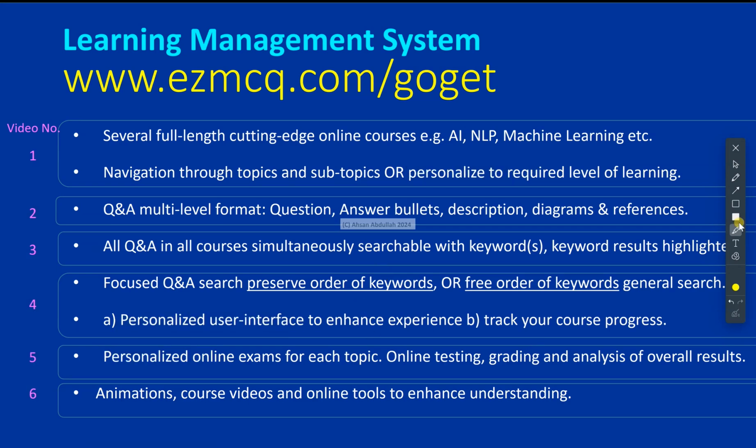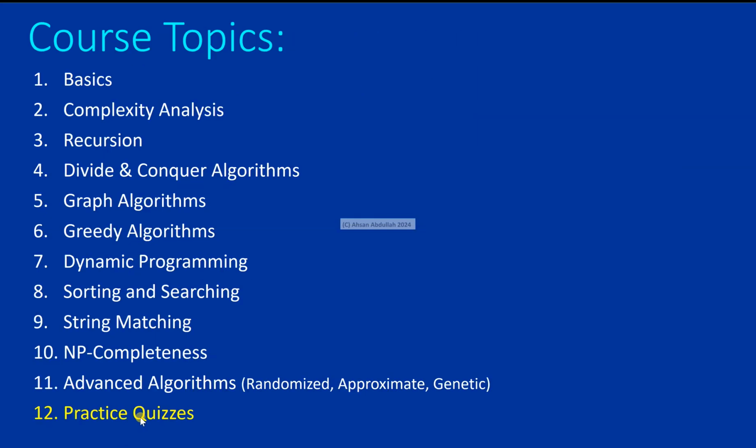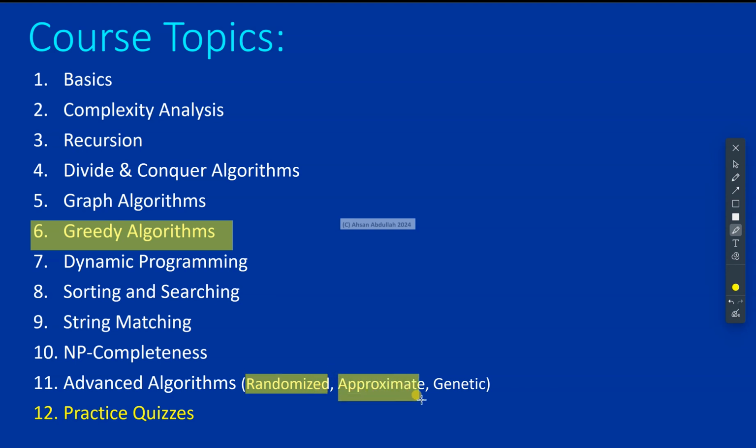So, now we move on to the supplemental website. And before we do that, let's take a look at the course topics. This course consists of 11 topics, and the contents of these topics are state of the art. Right now we are covering greedy algorithms, and I will also be covering advanced algorithms: randomized algorithms, approximate algorithms, and genetic algorithms. A lot of fun stuff, a lot of useful things, and don't forget to test yourself through the practice quiz.